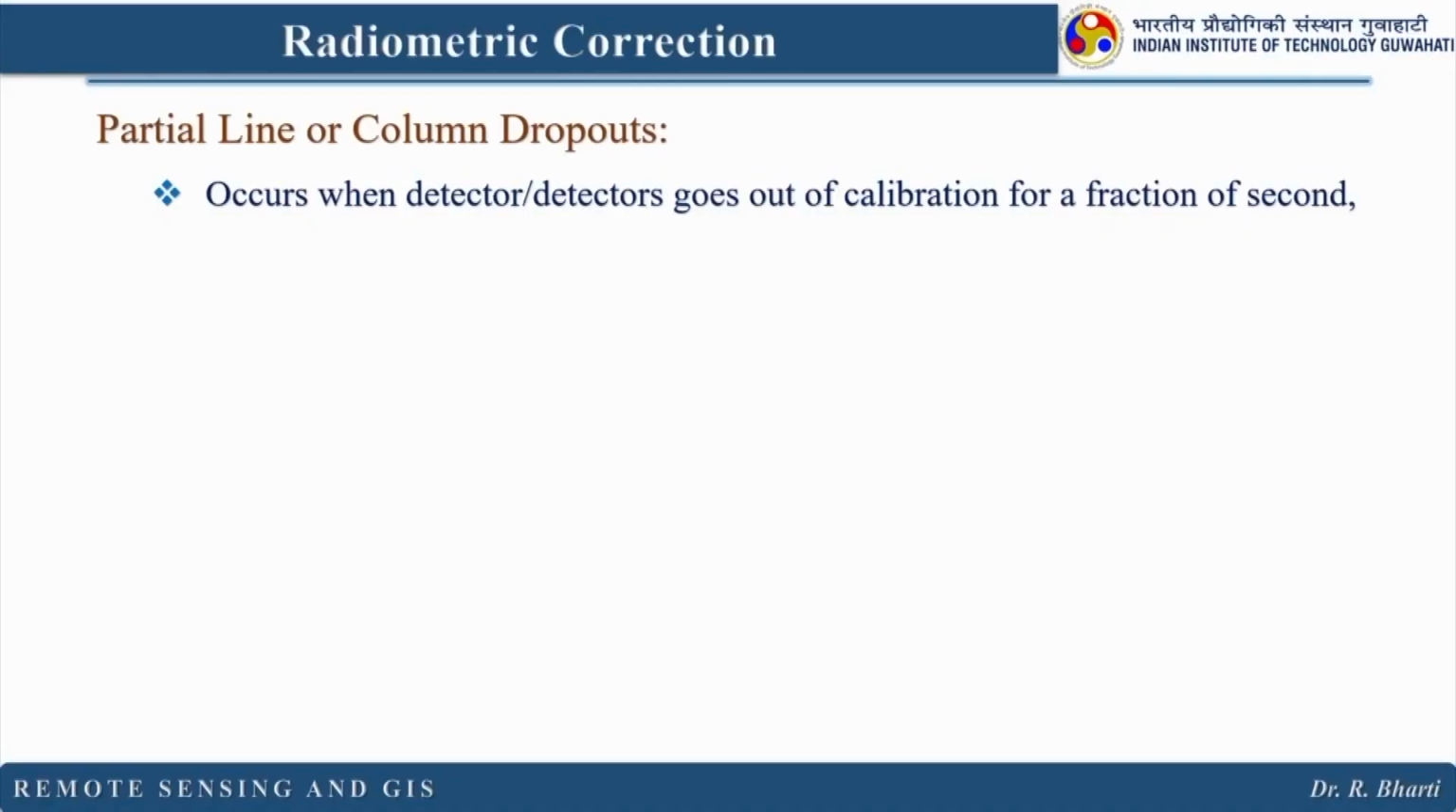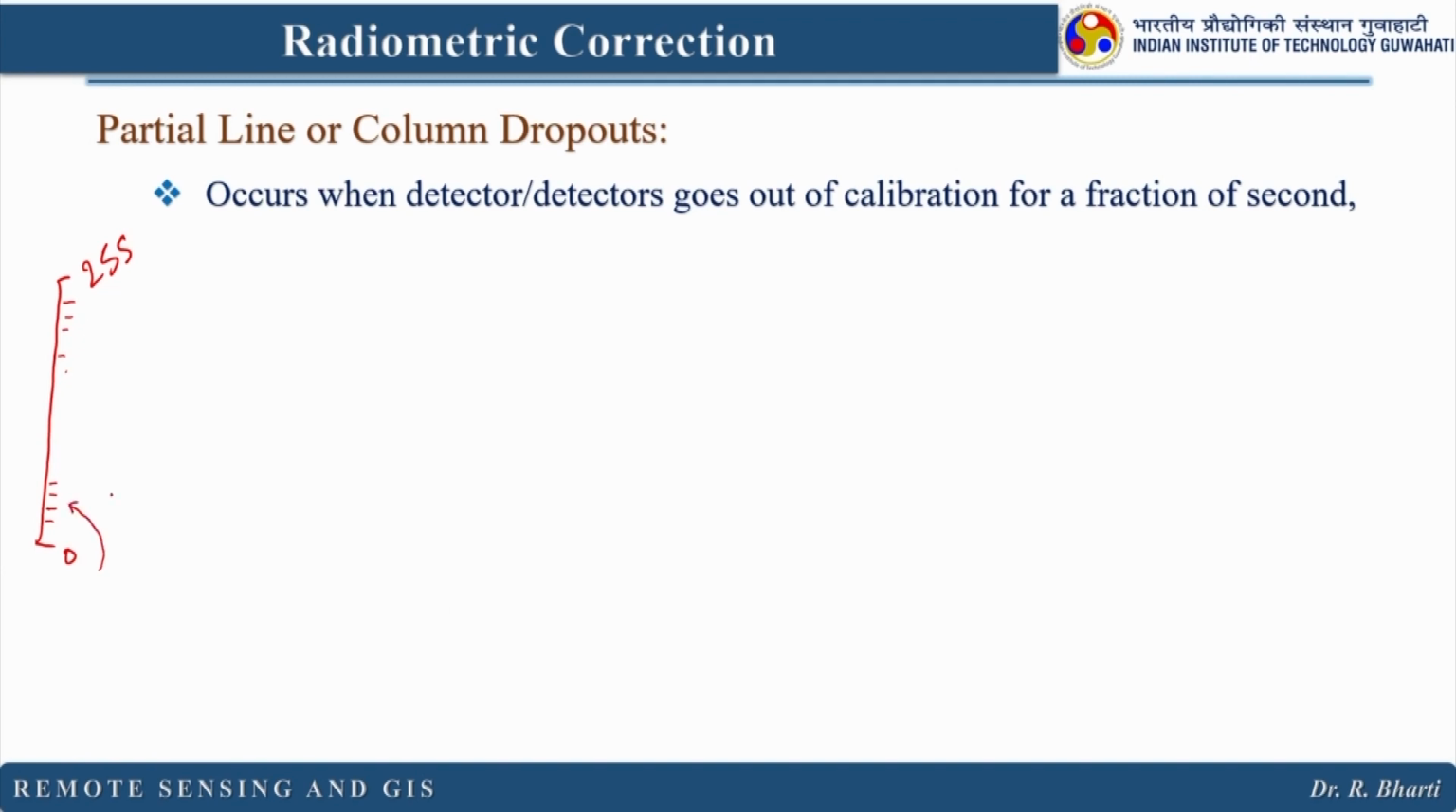Now, next is partial line or column dropout. It occurs when the detector or detectors go out of calibration for a fraction of a second. Here we are not saying that it has not recorded any value. We are saying that it has recorded, but that was not in the scale. Scale is basically when you are using a radiometric range. So, this is 0 and this is 255. Energies which are very strong in nature will be assigned near this white pixel, and energies which are very low will be assigned here.